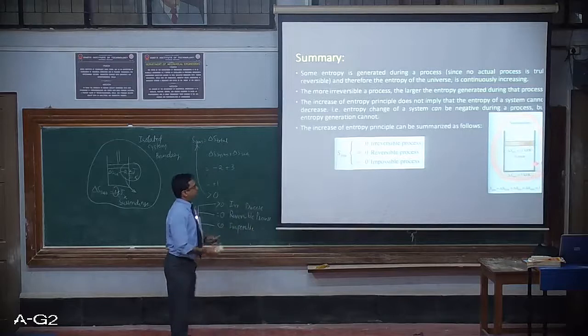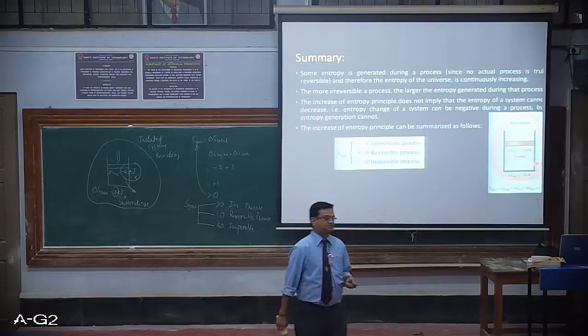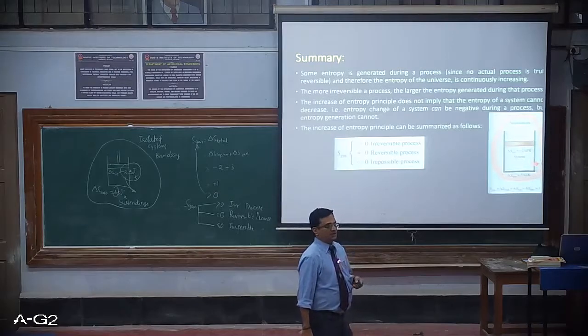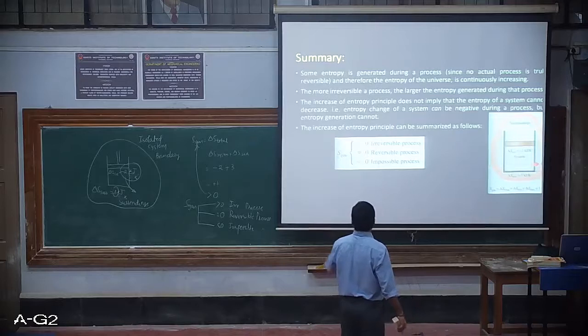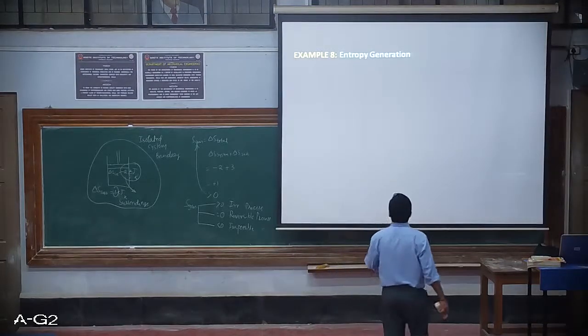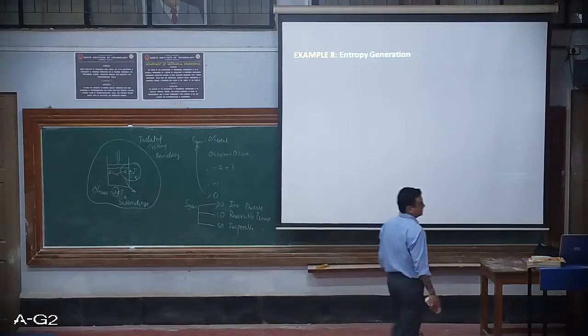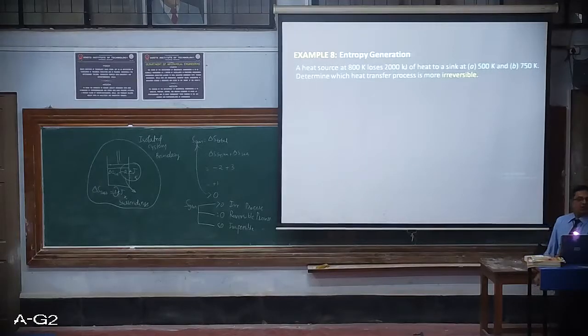Okay, it cannot be. So the same conditions you have already seen in the second law as far as the efficiencies are concerned. So here we can summarize that Sgen is given by these conditions. So let's take up a few numericals on entropy generation, and let's see how we can calculate the entropy generation. Now the statement, I'll read it once again.